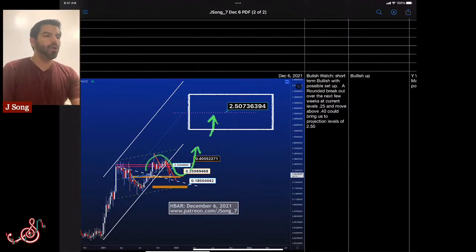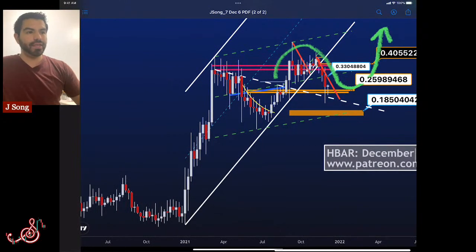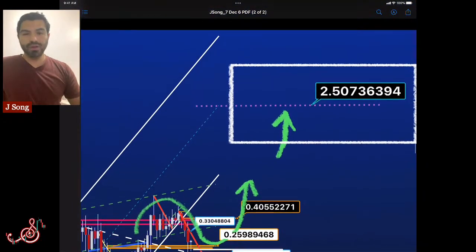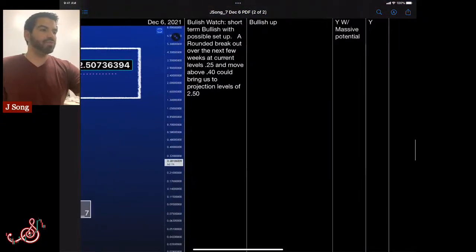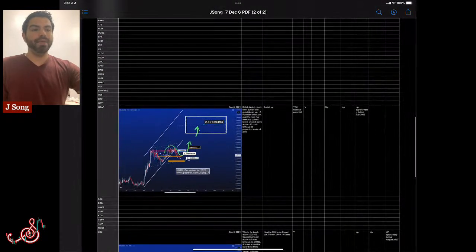A rounded breakout behavior over the next few days or weeks at current levels, 25 cents, which is current levels, and a move above 40 cents could bring us to projection levels of $2.50. So we already did the projection from here to here once price crossed over its line. If we get the breakout here, you're looking at prices up to $2.50. And the time frame we're expecting is approximately before July of 2022 based on simple projections.